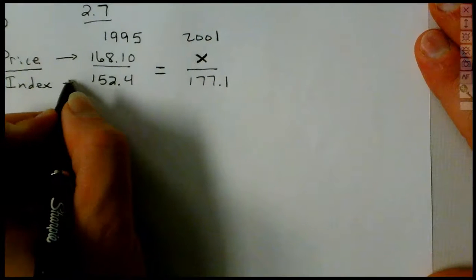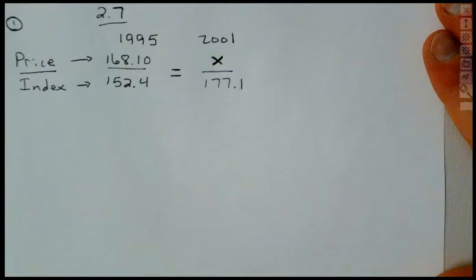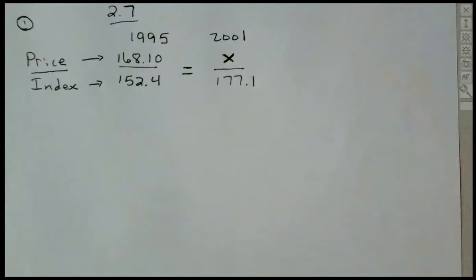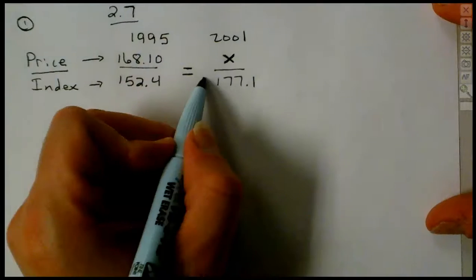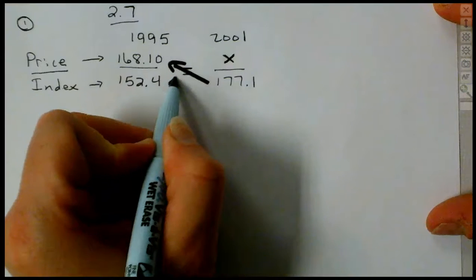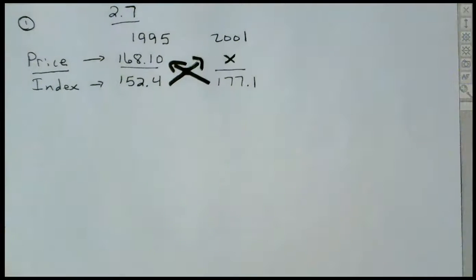You could have put the index on the top. It wouldn't matter, just as long as you set up this ratio. I am not going to solve it. I'm going to leave it for you to do. So what would you do? You would simply cross multiply.